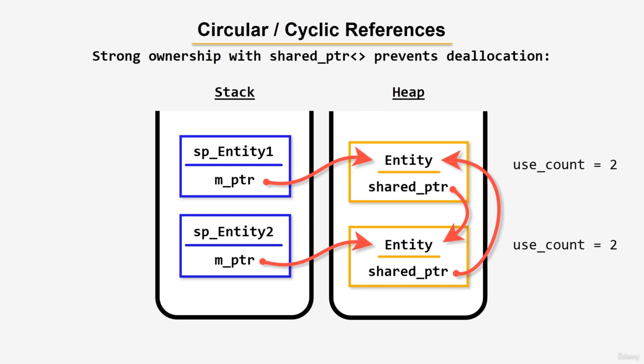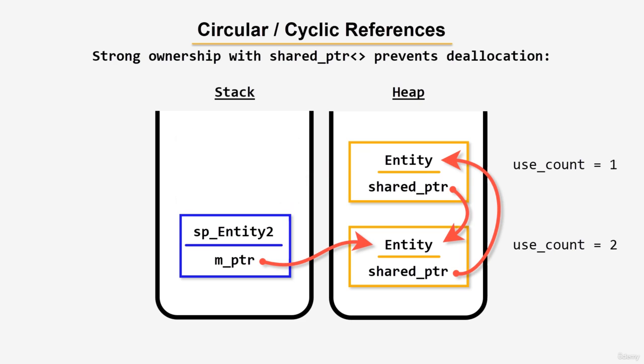Okay, remember that class has a shared pointer and that is currently pointing to the bottom heap entity. So that is why the reference count for both of those heap entities is now 2. Let's say at some point during program execution the shared pointer entity 1 goes out of scope. Then of course the use count for that entity on the heap is going to get decremented. So the use count, or the reference count, for that top entity on the heap now is 1.